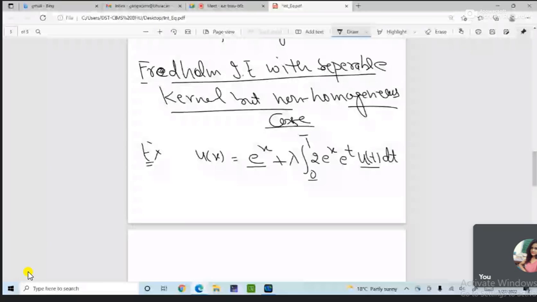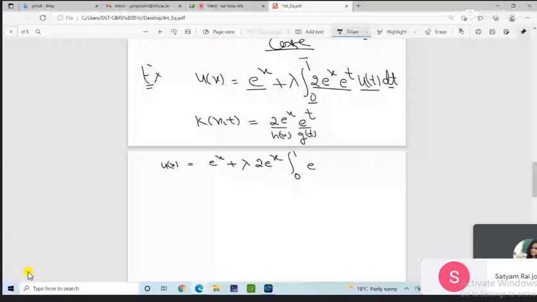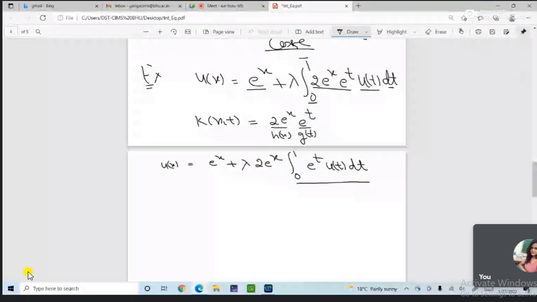Okay. Now again, what do we do? We will write this equation again in this way: u(x) is equal to e to the power x plus lambda, because we are taking the integral with respect to t. So e to the power x we can assume as a constant, and we can take it outside of the integral. Then we can write it as e to the power x times the integral from 0 to 1 of e to the power t u(t) dt. Now you can see its limit is fixed, so this quantity is constant. So we can assume it is c, the integral from 0 to 1 of e to the power t u(t) dt. Is it clear here?